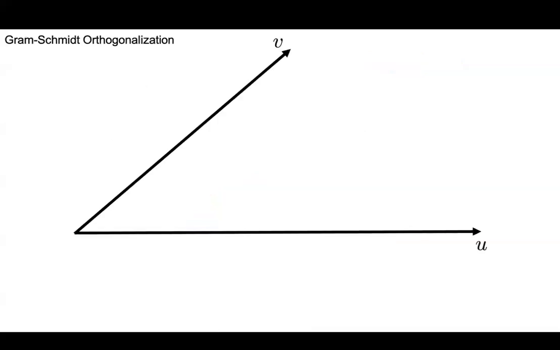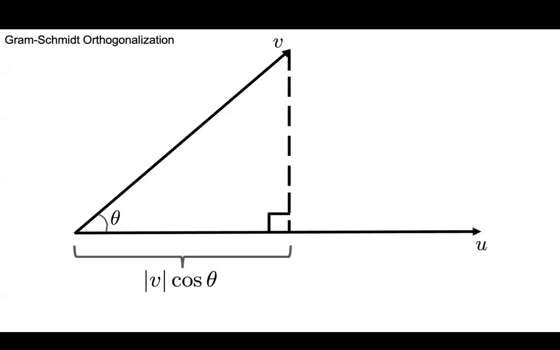Well, there's a way you can redefine them to make them orthogonal and re-express your vector in terms of this new orthogonal basis. So here we have two non-orthogonal vectors, u and v, with angle theta between them. Let's find the projection of v on u. With some trigonometry, we find that the length of that projection is equal to the absolute value of v times cosine theta, and of course it points in the u direction.